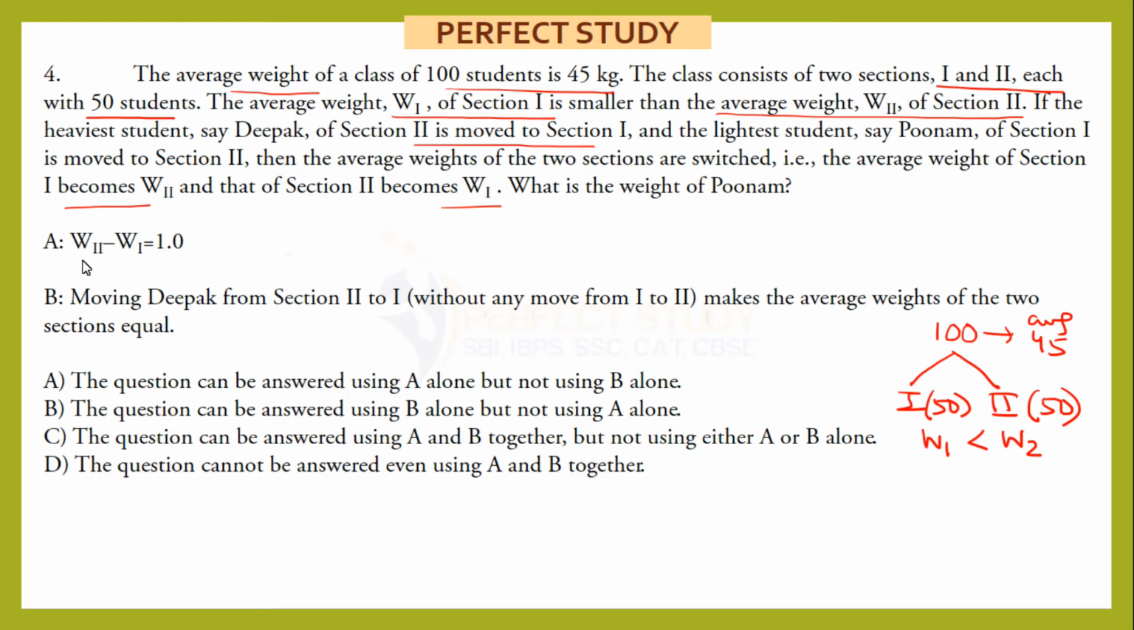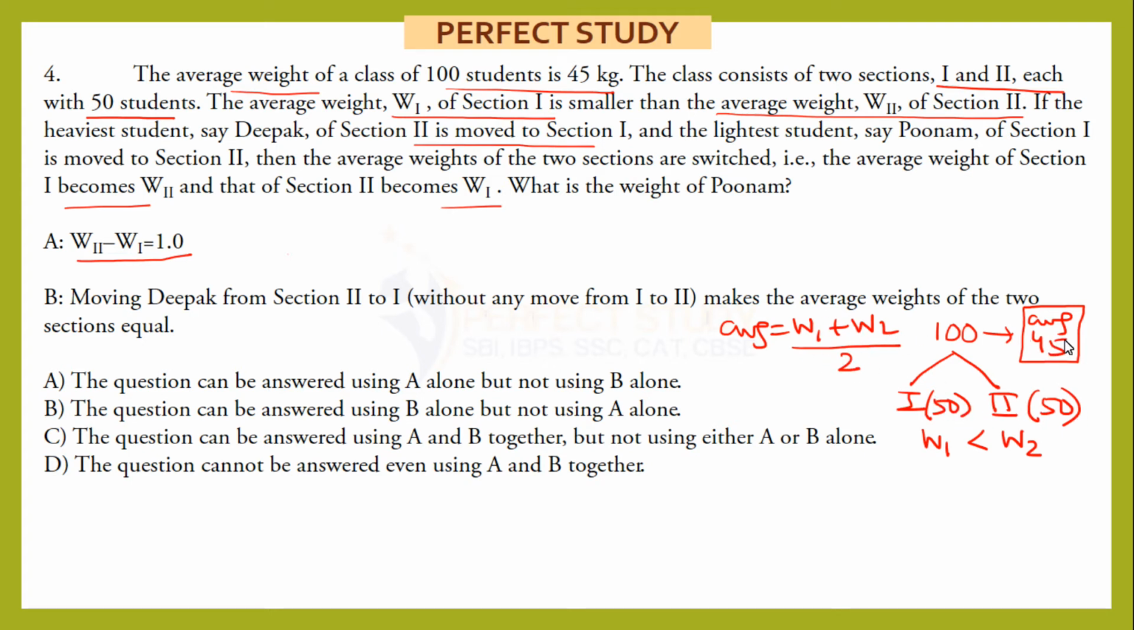So let's check the first information. W2 minus W1 is 1.0. That is the difference of the average weight of these two groups. This question can be solved if you are good in the concept of weighted average. If we know that the combined average of both the groups is 45 and the strength of the groups are same, when the strength of the groups is same, the weighted average is nothing but the simple average of the group averages. Means this average is nothing but (W1 plus W2) by 2. Why? Because my weights are same, 50-50, that is 1:1.